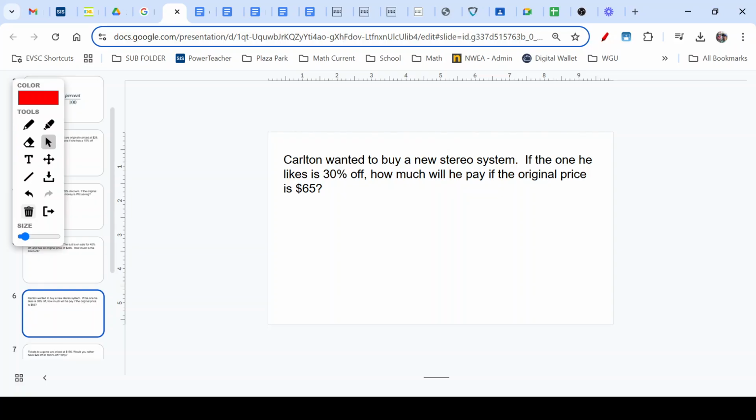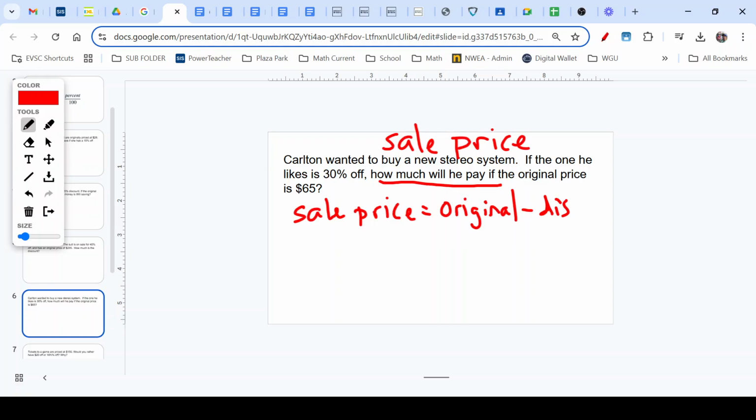Well, to find the sale price, take the original minus the discount. Well, we already know the original is $65. We don't know what the discount is. We've got to find that discount. It's 30% off.